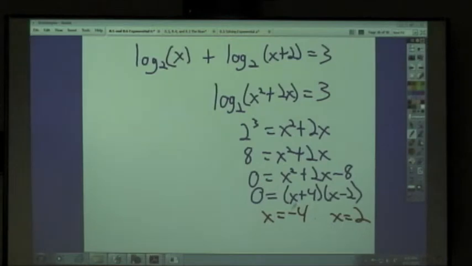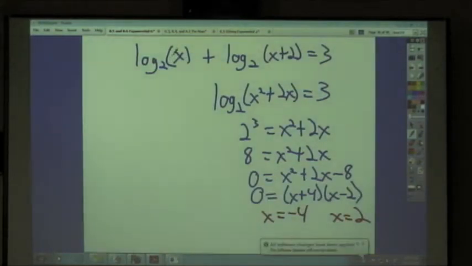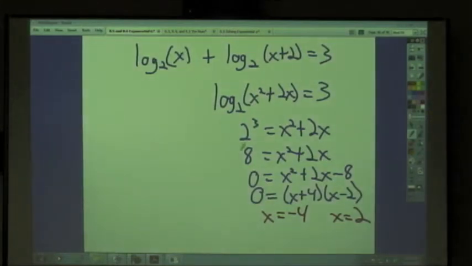When that happens, negative 4 will not work in the original equation up here, because if you plug a negative into this or this one, it's going to make that be a negative inside the logarithm, which you cannot have. A logarithm of a negative number. So this one doesn't work, so it would be what we call an extraneous solution. This one right here is the only one that works.